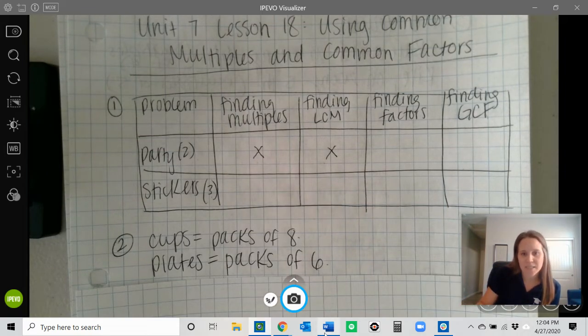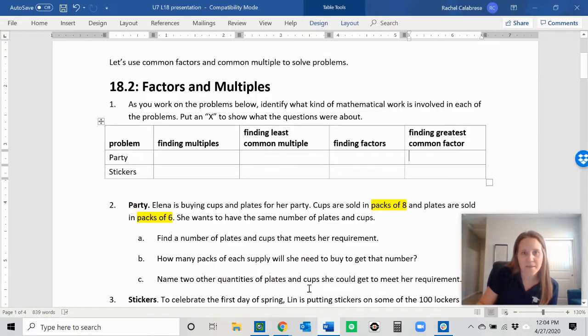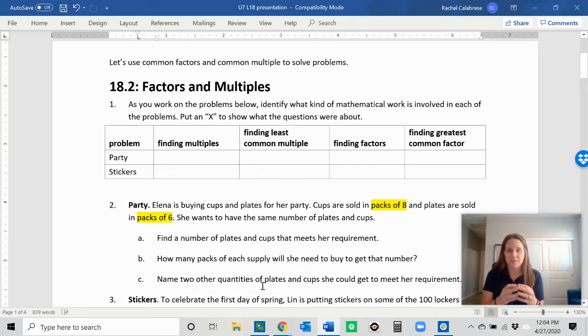Then when I'm thinking about the least common multiple, I'm thinking about a number of plates that meets her requirement for the 2 other quantities. The smallest of those packs she could buy would be the least common multiple. So I am going to be finding that also in this question. I'm not going to be finding factors of 8, like what I could multiply to get to the amount of cups in one pack. That's not useful for this question.